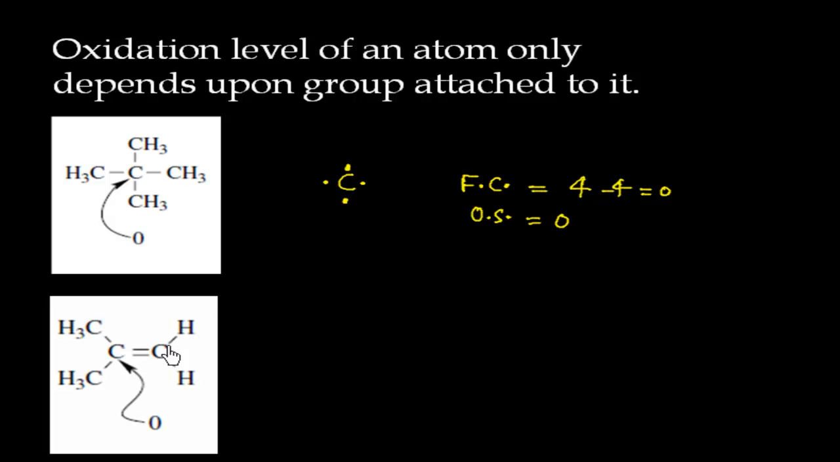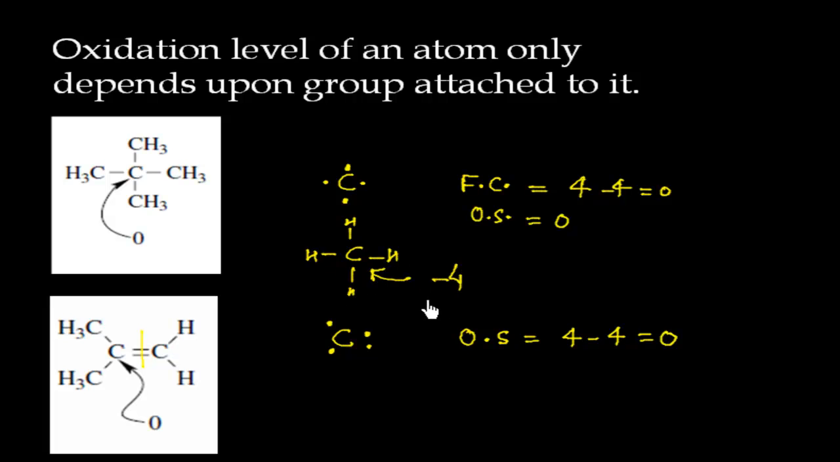Now in this case, if you see, you will have 1 electron, 1 electron, and from this side you will have 2 electrons. So the oxidation state in this case is again 4 minus 4, that is 0. So you see, it depends upon what kind of groups are attached. If I have 4 carbons attached, the oxidation state is 0. If I have the same thing, but with 4 hydrogens attached, something like this, in this case the oxidation state of carbon will be minus 4. So it depends on what groups are attached.